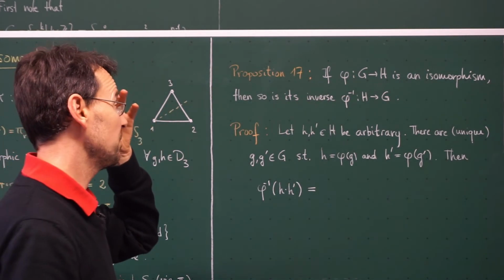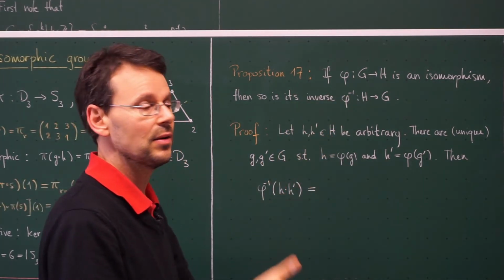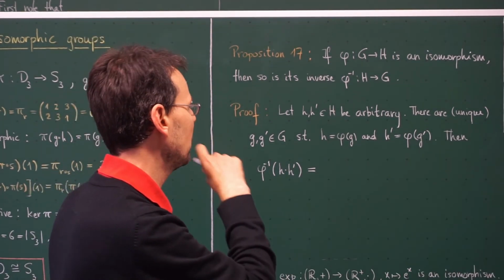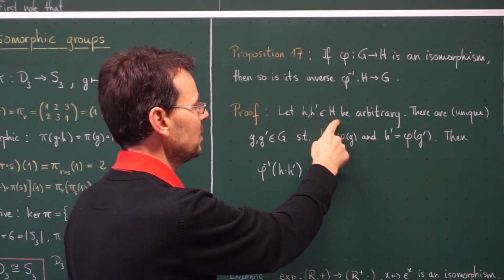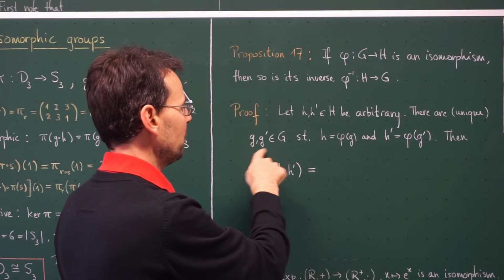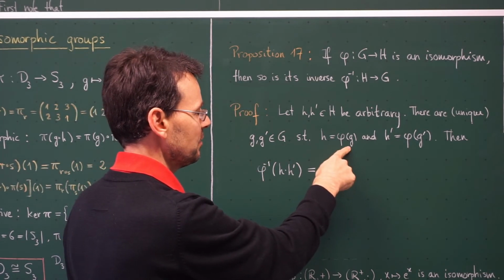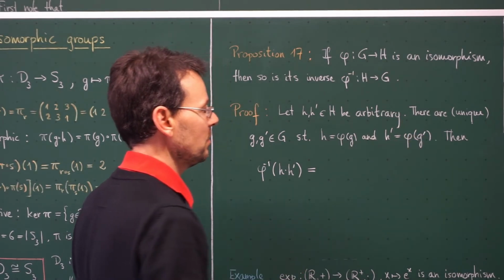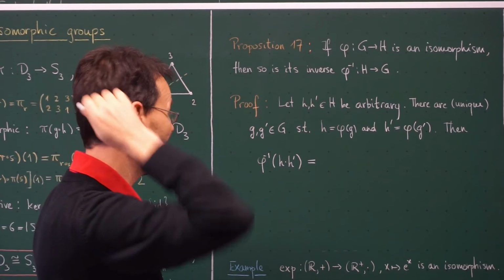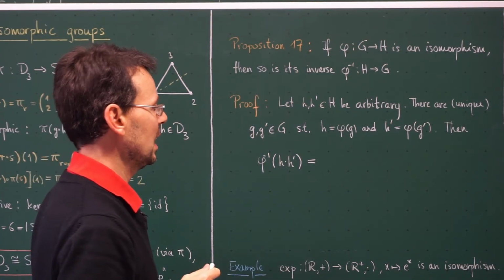Okay, let's prove this. All we need to show is that the inverse is a homomorphism, because bijectiveness is clear. If you did lesson 12, you should understand that. So we take two arbitrary elements, h and h prime, for example. Then I can find unique elements in G such that h can be written as phi of g and h prime as phi of g prime. The uniqueness part is not important, but there are such elements. So then we take a look at phi inverse applied to these elements.